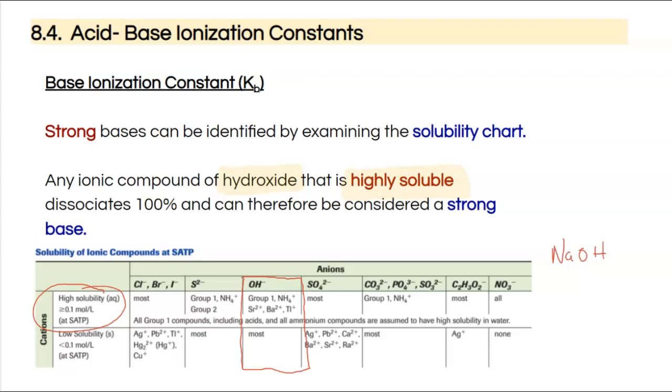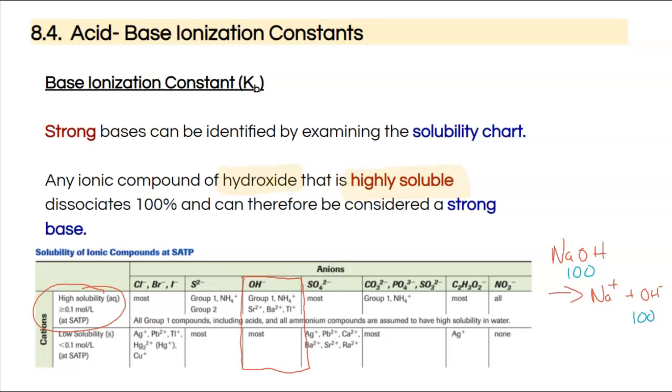So for instance, sodium hydroxide is a strong base because I know that that's a reaction that will go to completion. An aqueous solution of sodium hydroxide will liberate all of its sodium ions and all of its hydroxide ions. So if I had 100 particles of sodium hydroxide, that would liberate 100 hydroxide ions. So there's a stoichiometric equivalency there.